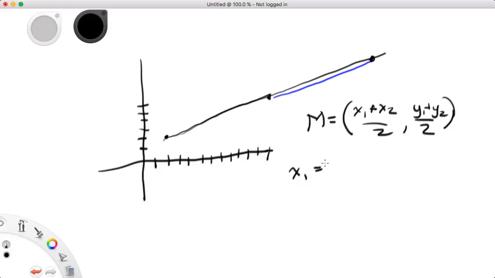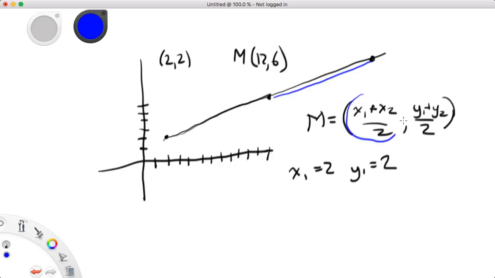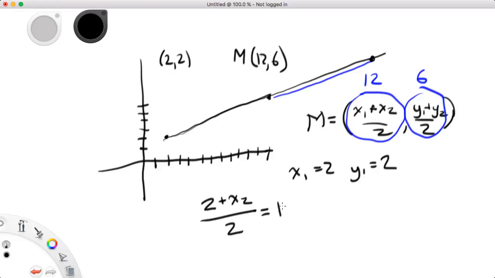So we know that since it's a midpoint, it's exactly halfway between this point and the other endpoint. So whatever the distance of this is going to be, it's going to be the same distance to go up here. Okay? So we've got to figure out, we're given an endpoint and a midpoint, and we want to find the other endpoint.